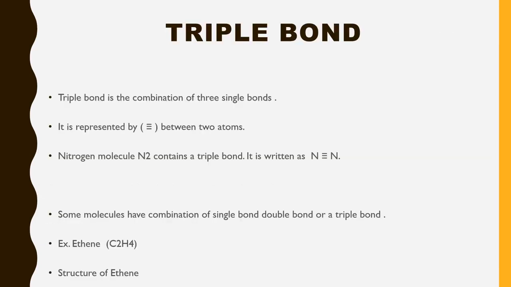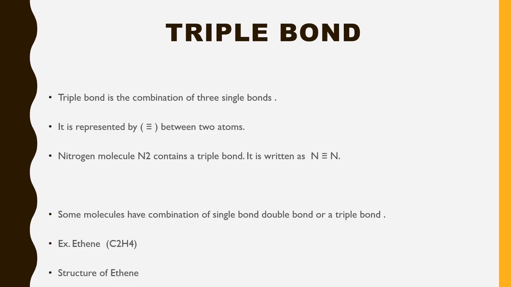Triple bond. A triple bond is the combination of three single bonds. It is represented by three lines between two atoms. The nitrogen molecule contains a triple bond. It is written as N triple bond N. Some molecules have a combination of single bonds, double bonds and or triple bonds in them. Example of these: ethene C2H4.